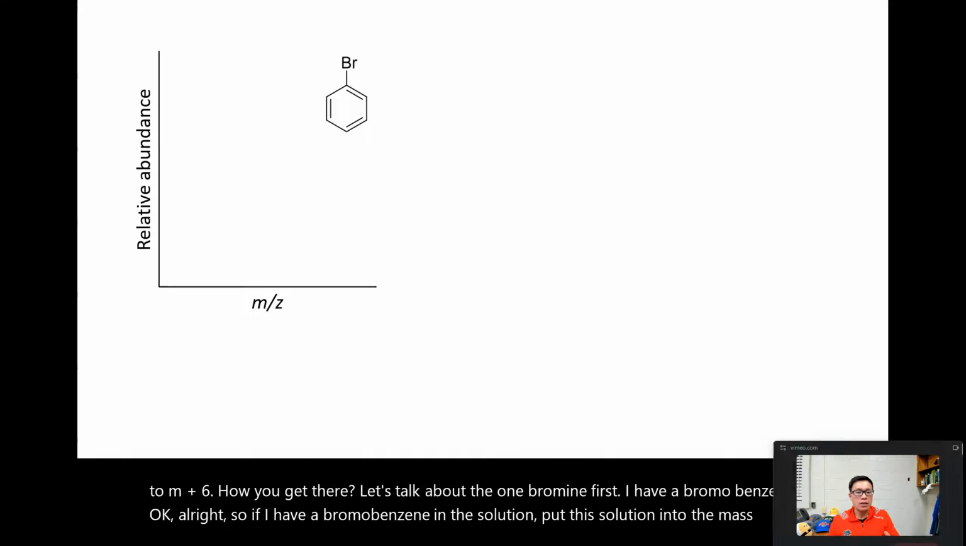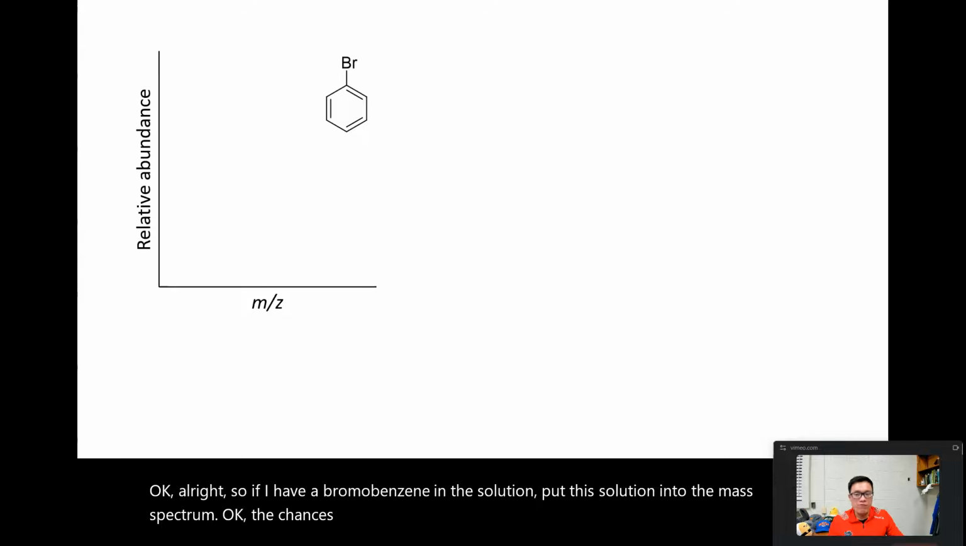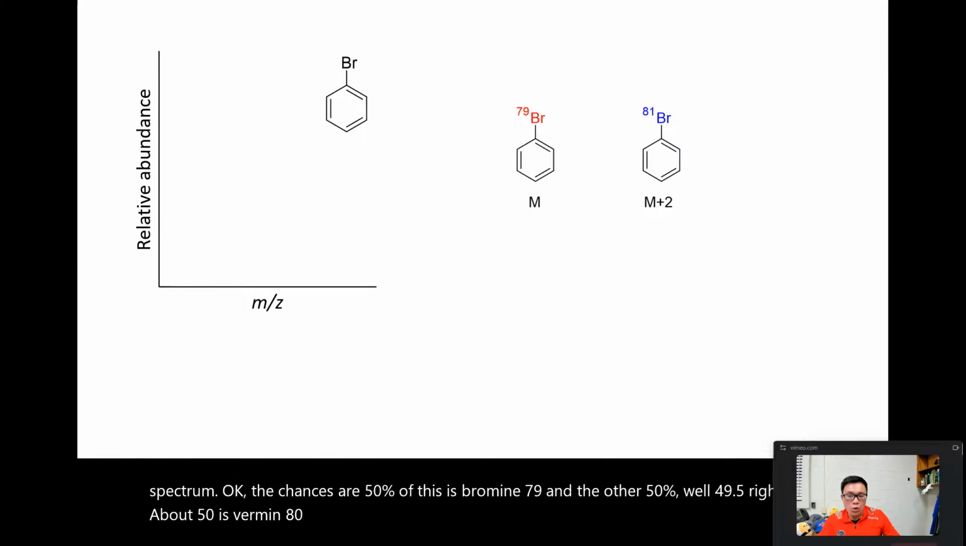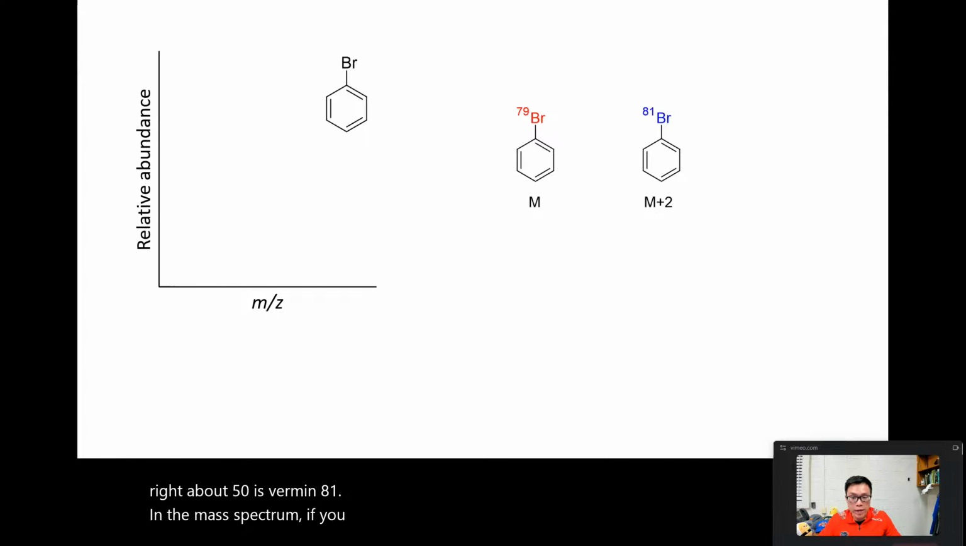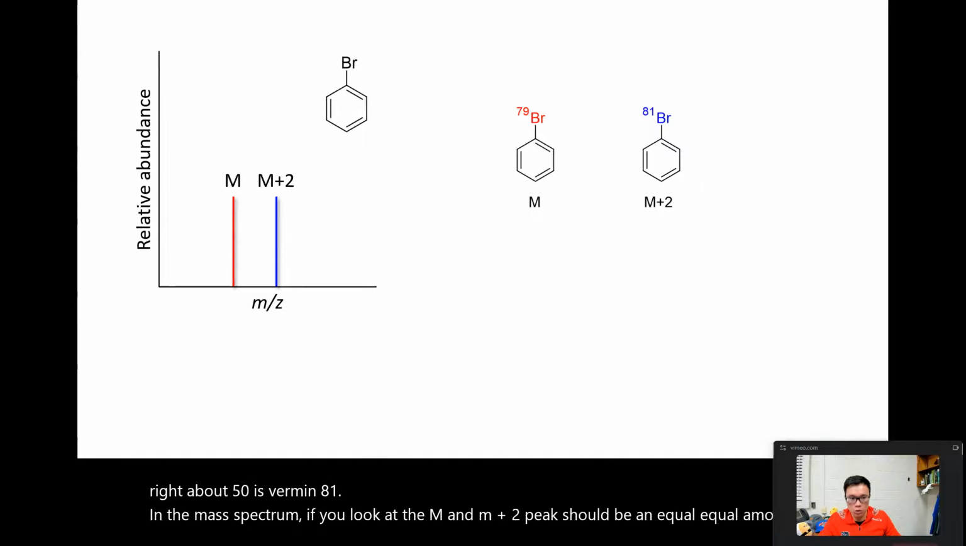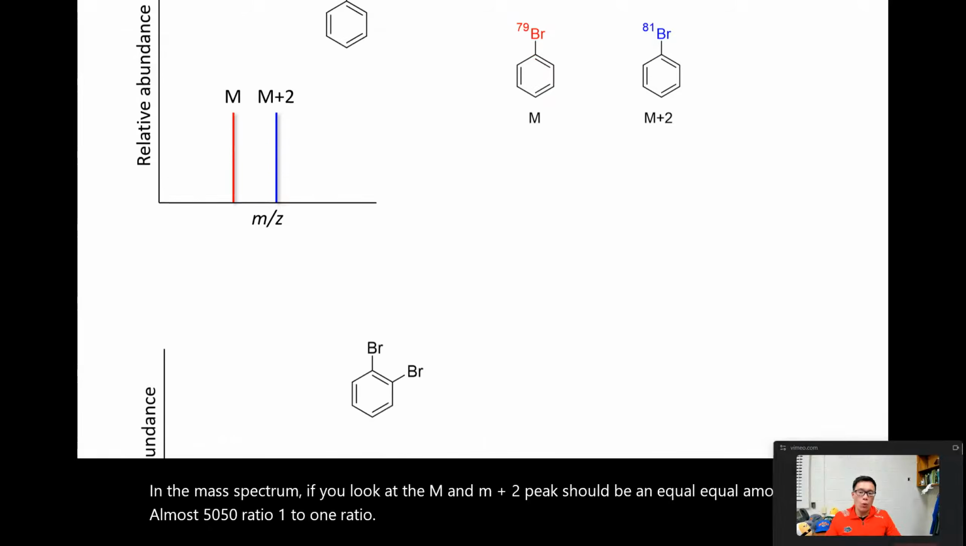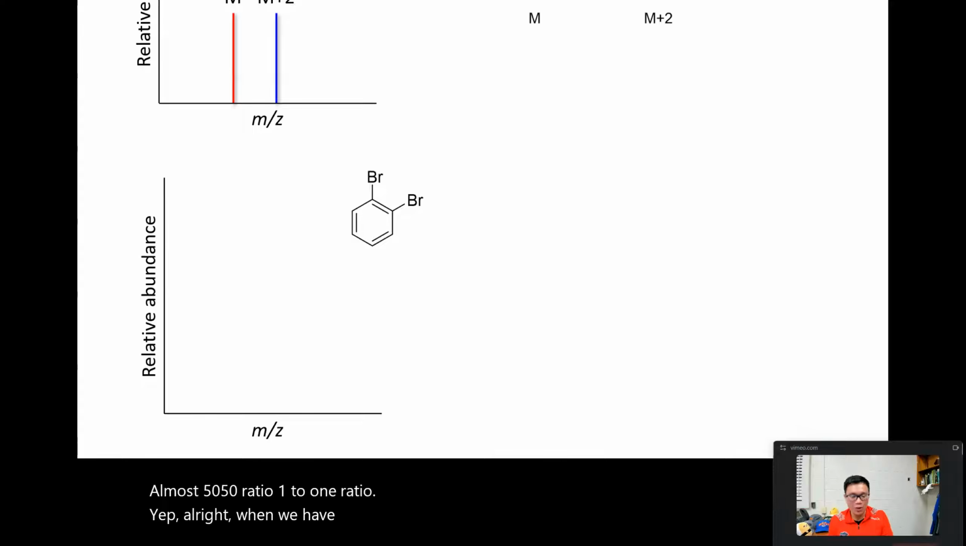Okay, the chances are 50% of this is bromine 79, and the other 50%, well, 49.5, about 50, is bromine 81. In the mass spectrum, if you look at the M and M+2 peak, should be an equal amount, almost 50-50 ratio, 1-to-1 ratio. Okay. All right. When we have 2 bromines, what's going to happen?